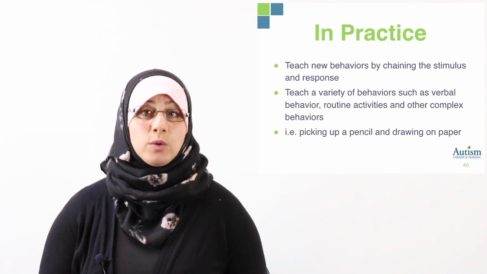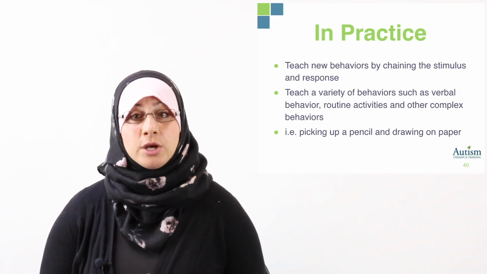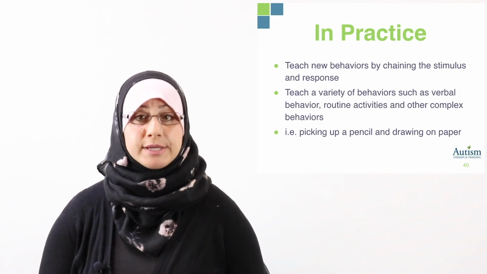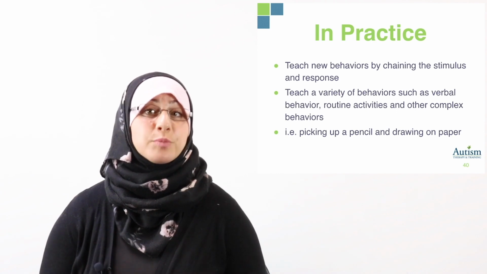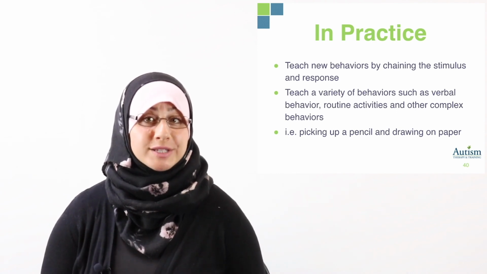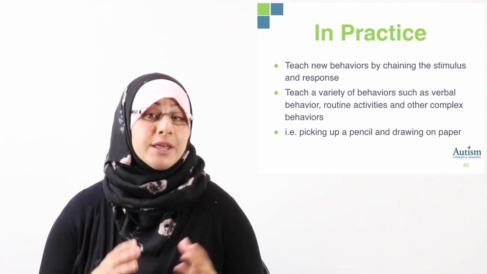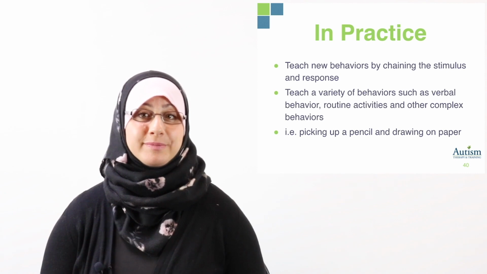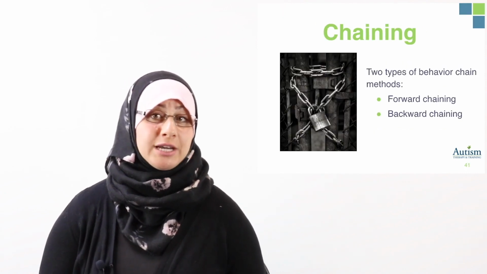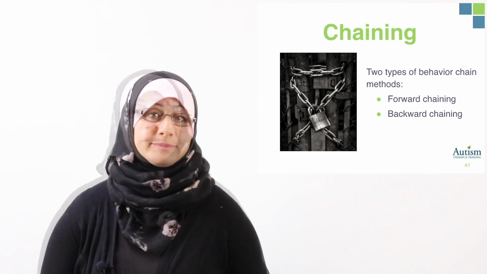We once had to teach a learner to pick up their pencil and mark on paper. The learner was having a lot of trouble with this, so we decided to break it down. We decided to break down the behavior into smaller parts because simply copying our behavior was not helping him learn the skill. We broke it down into many smaller steps. So there are two ways of chaining behaviors. We can use a forward chain or a backward chain.